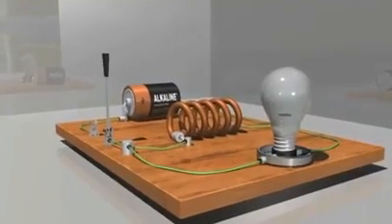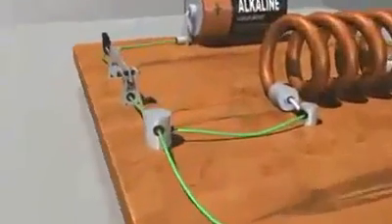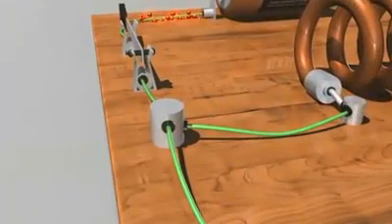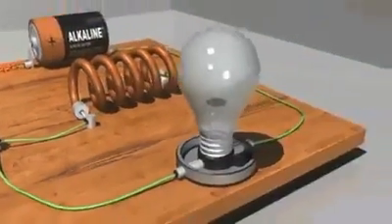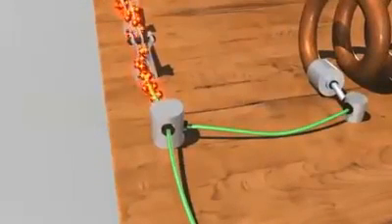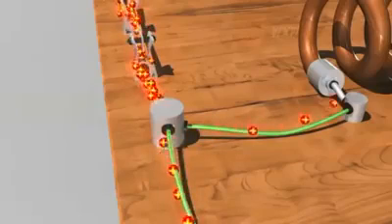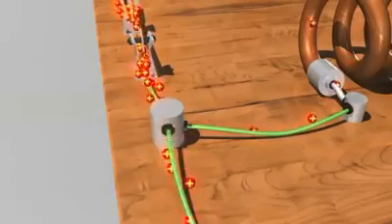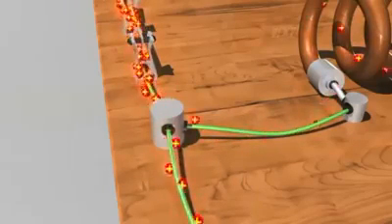Let's watch this again, but this time we'll pay closer attention to what's happening in the wire conductor. In this parallel circuit, the current can travel either through the inductor or through the light bulb. When the current reaches this junction, it splits and flows to both the inductor and to the light bulb. At first, the current flows much more strongly towards the light bulb.